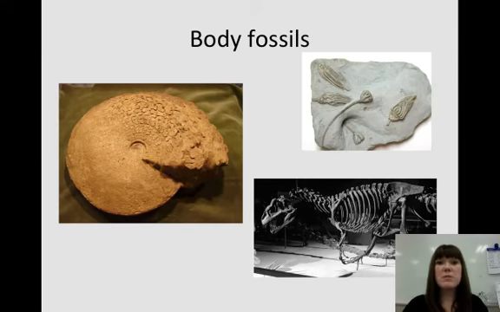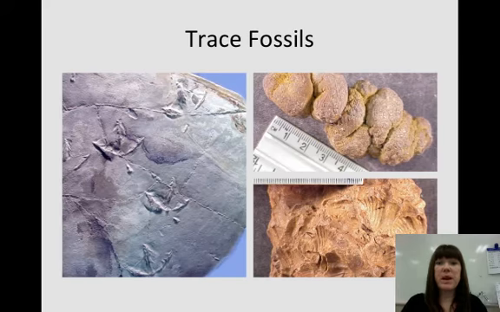So remember, we have two main types of fossils, body fossils and trace fossils. And here are a few examples of body fossils of plants, animals, and other organisms. And here are a few examples of trace fossils. You can see we have impressions over here of footprints or leaves. Over here we have impressions of the shell of an organism. And here we have what's called coprolite, which is fossilized animal poop.